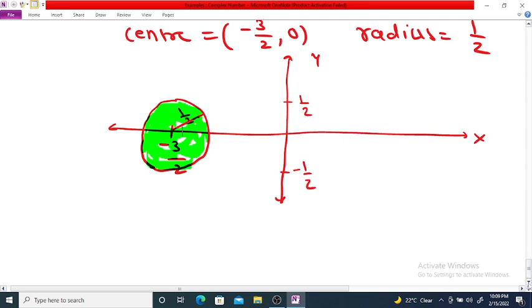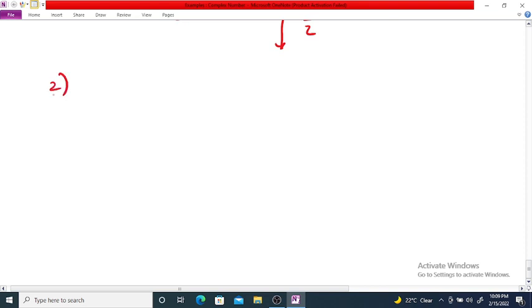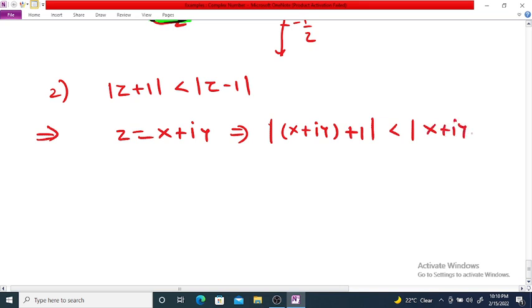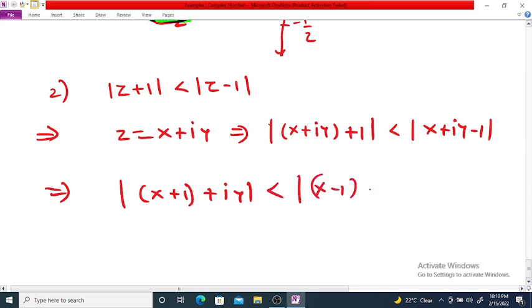Now the next example, example number 2, again we want to draw the sketch of the equation |z + 1| < |z - 1|. Here, first of all, we want to replace this z by x. So z is equal to real x plus iy, then we get |x + iy + 1| < |x + iy - 1|. So this is equal to |x + 1 + iy| < |x - 1 + iy|.